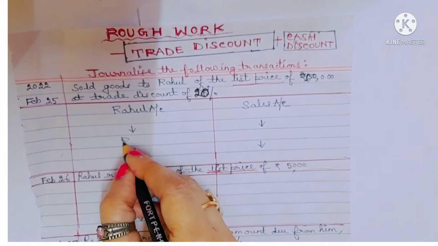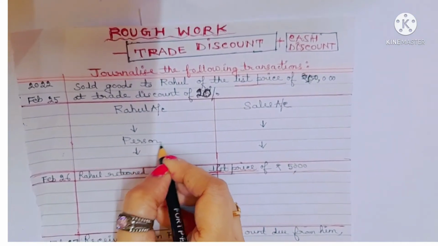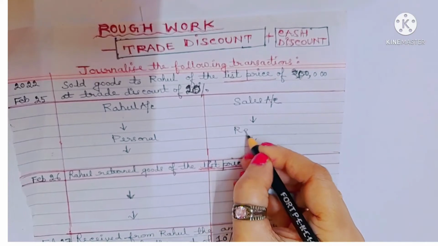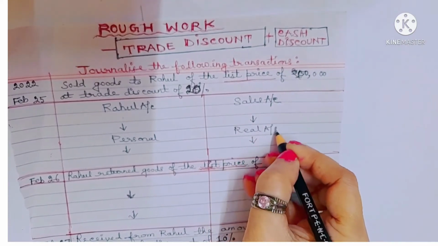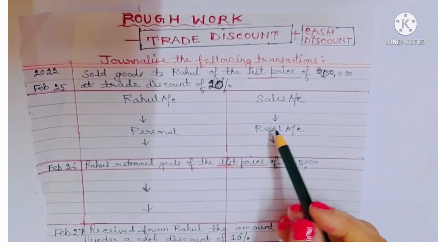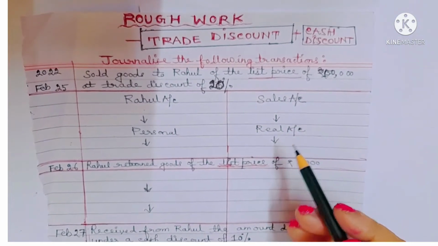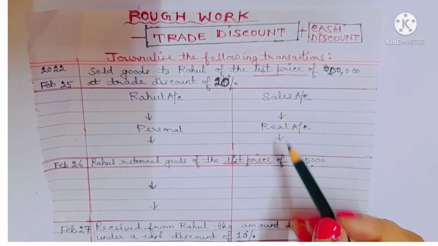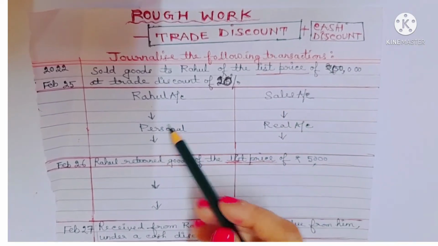Rahul falls under personal account. Sales falls under real account. According to some books, sales also falls under nominal account. Okay, but I'll be treating sales as real account.